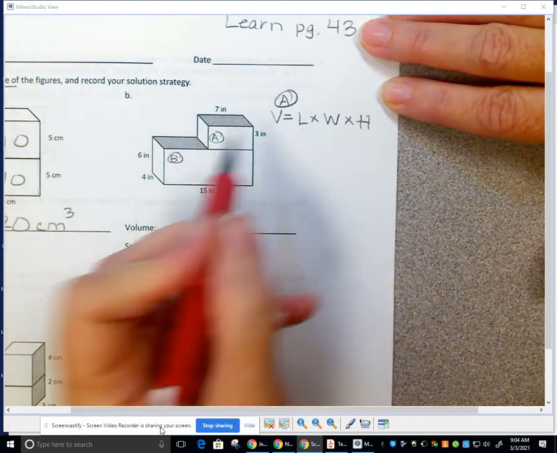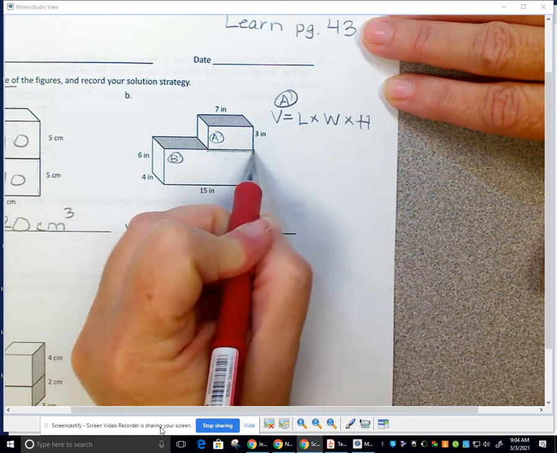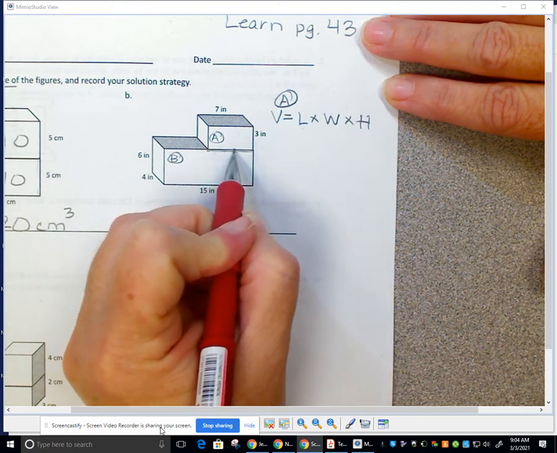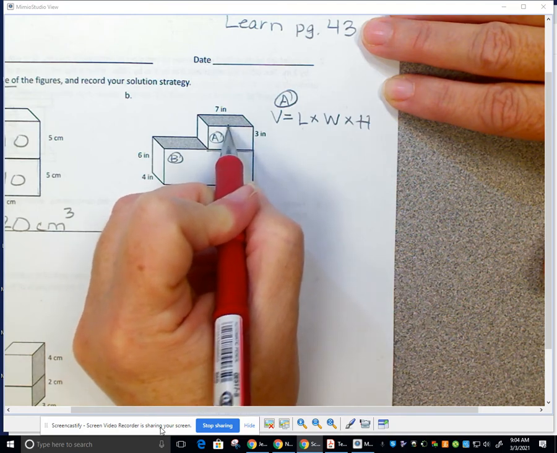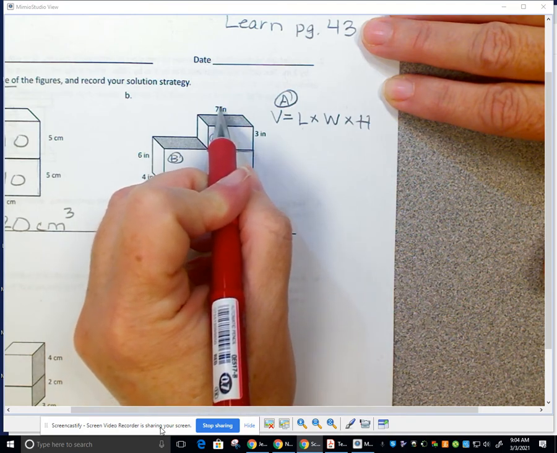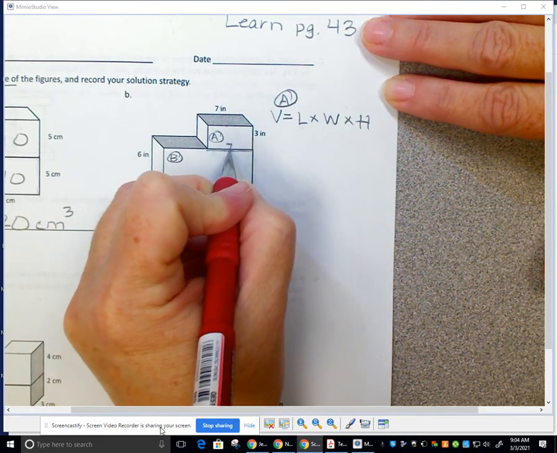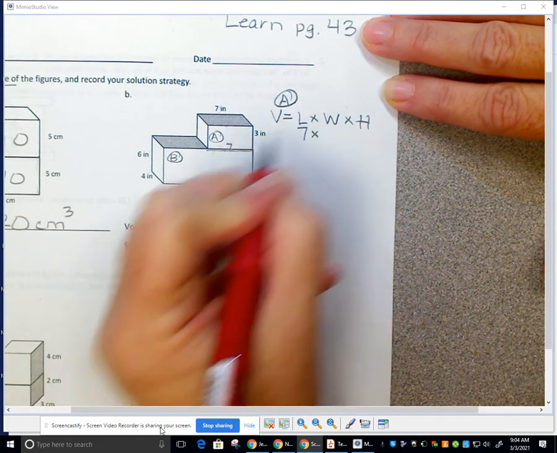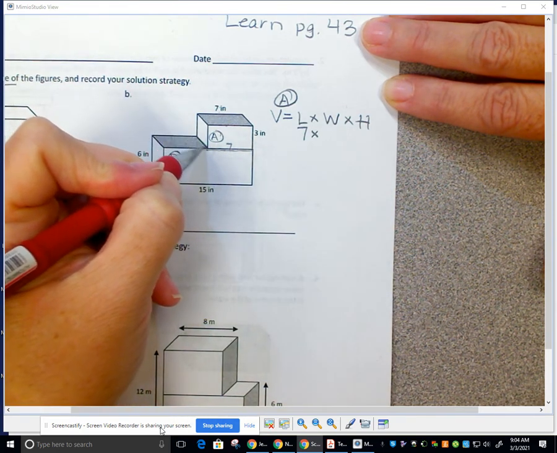Okay, so I need a length. I need from here to here. I don't see a number. But if you look at lines that are parallel to it, like this one or this one, if this one's 7, this is 7, so this is 7, right? So I've got 7.